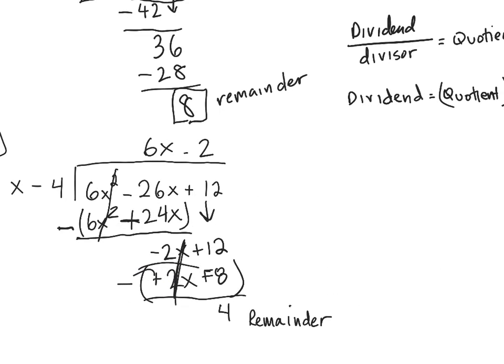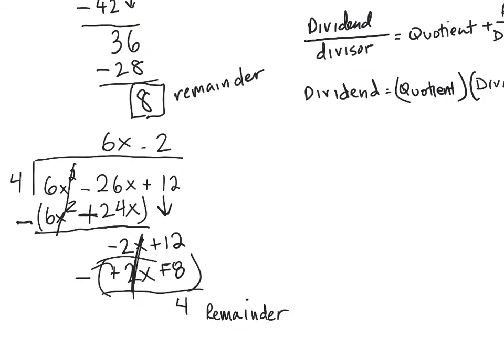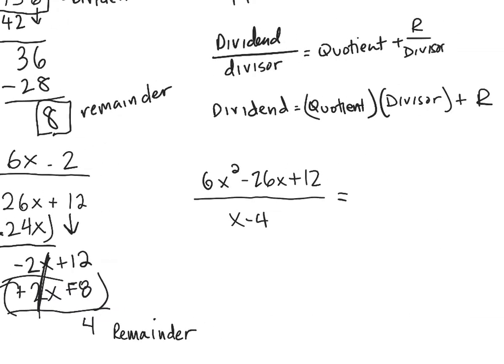So our quotient is 6x minus 2. The remainder is 4. The book is going to ask you to represent this one of two different ways. One of the ways of representing the process we just did is 6x squared minus 26x plus 12 divided by x minus 4 is equal to our quotient, 6x minus 2, plus the remainder over the divisor. This is one way of representing our answer.